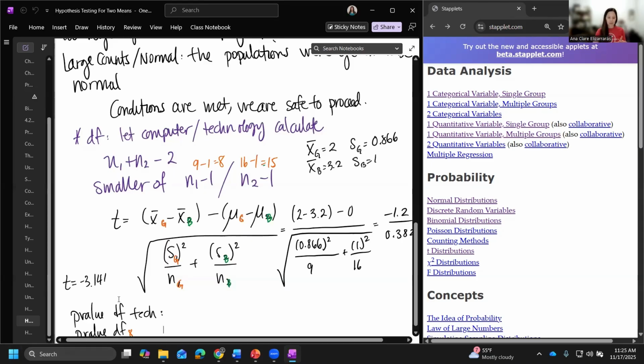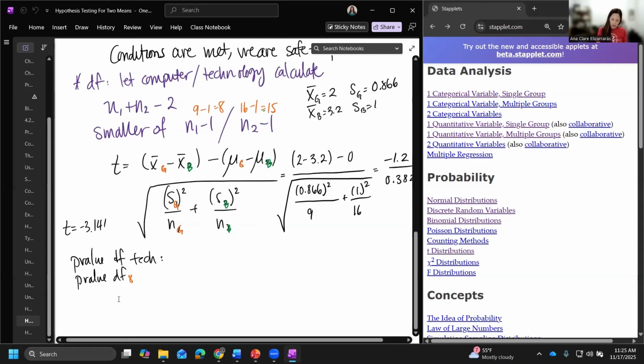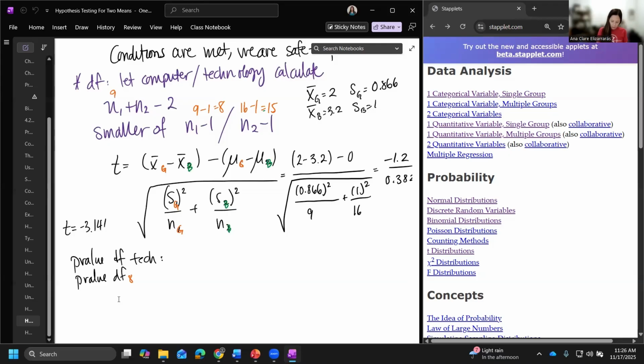I'm going to move the screen down just a little bit. N1 plus N2 minus 2 is 23. So I could do a p-value with my degrees of freedom of 23. Using technology is always going to be the best, but using the conservative degrees of freedom is going to give us, let's see how they play out.